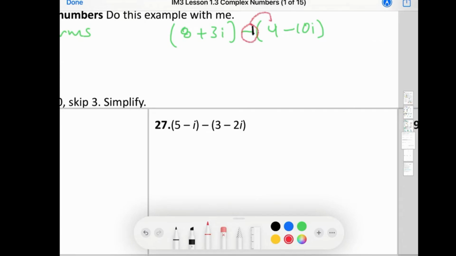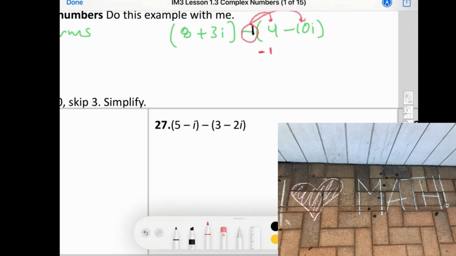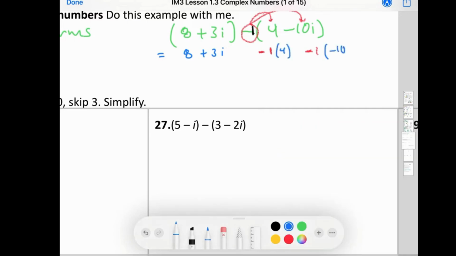So if I distribute this negative 1 here, I'm going to go ahead and drop the parentheses over here. So that would be negative 1 times 4 and negative 1 times negative 10i. This would give us 8 plus 3i. That becomes a negative 4 and positive 10i. And then you have the reals here. You're not doing something crazy like opposites. It's just adding. 8 plus negative 4, 8 minus 4 gives you 4.